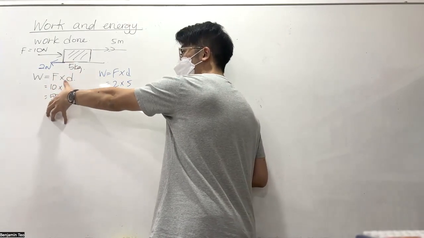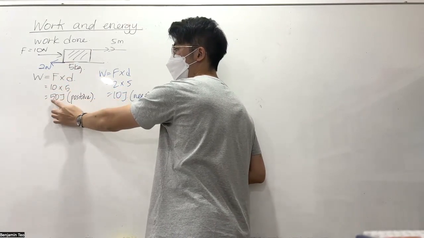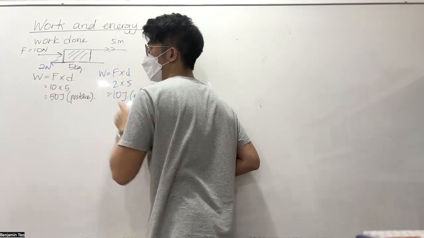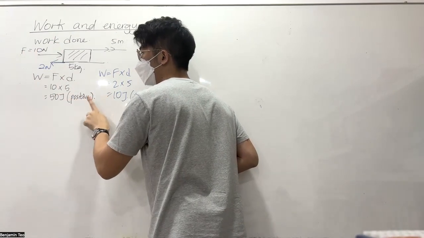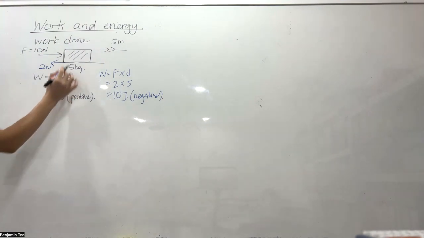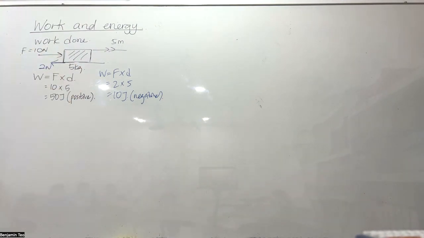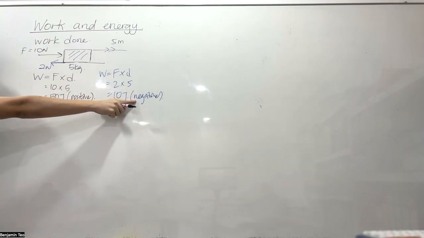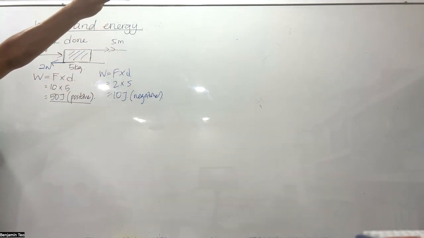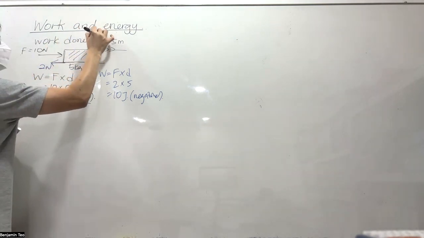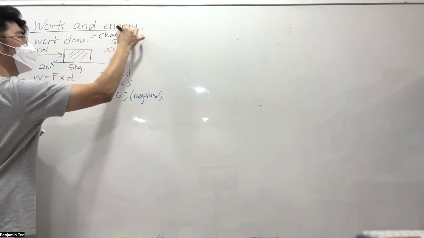Now, when we got the work done, what does it mean? The 50 joules. What does it mean when I say I've done positive work on the object? If I've done positive work, think of it like I have added kinetic energy to the object. Positive work done means I have added kinetic energy to the object. Negative work means I take the kinetic energy out of the object. So work done is basically equal to the change in kinetic energy.